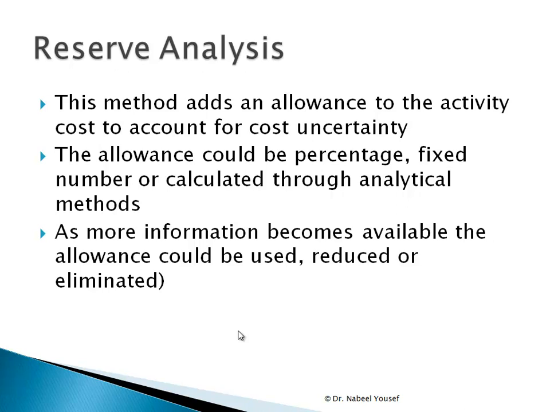Another method is the reserve analysis, and in this method it adds an allowance to the activity cost to account for cost uncertainty. As if you have reserve money, an additional money that's been added to each activity. So if the cost of an activity is $10,000, we can make it 11,000 to make sure that we will be within range. Of course, there is a certain percentage where it can be acceptable, and a certain percentage where it cannot be acceptable and exceeds the limit.